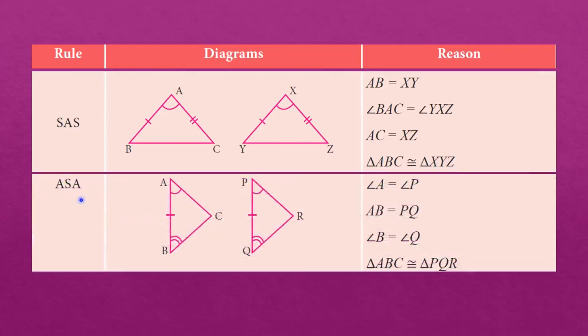Next rule is ASA. Here ASA means angle, side, angle. Here the names of the triangles are ABC and PQR. Here the first angle is A. Angle A is equal to angle P. Next one is the side. This AB side is equal to this PQ side. And the angle B is equal to angle Q. So by this rule, angle, side, angle, we can say triangle ABC is congruent to triangle PQR.